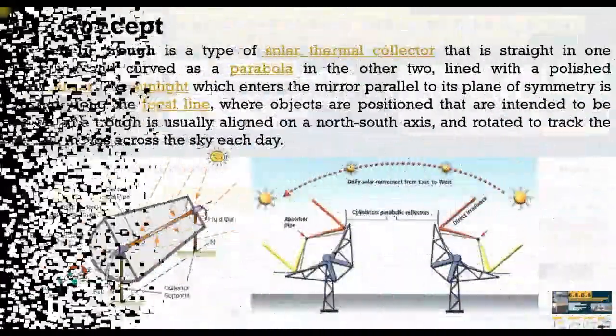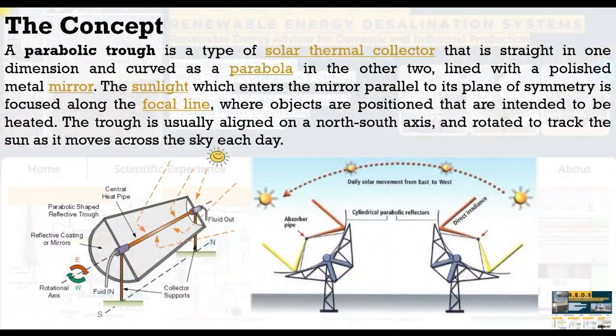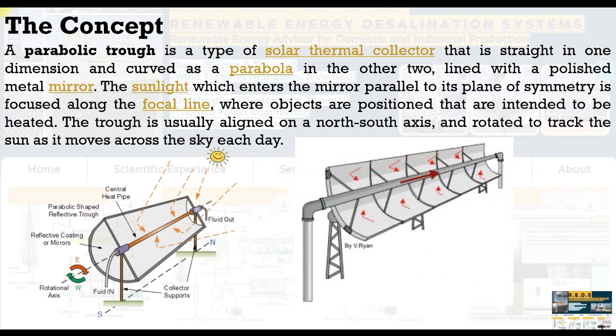First of all, the solar parabolic trough is a device for capturing or harvesting solar energy for large applications. A parabolic trough is a type of solar thermal collector that is straight in one dimension and curved as a parabola in the other two, lined with a polished metal mirror. Sunlight enters the mirror parallel to its plane of symmetry and is focused along the focal line, where objects intended to be heated are positioned.